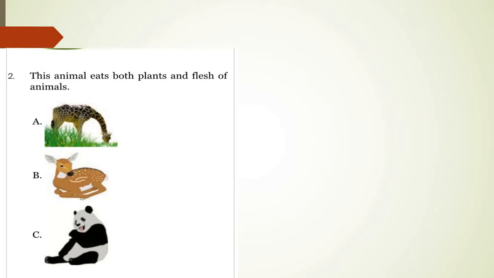Now the question is, my dear students, this animal eats both plants and flesh of animals. You need to look into the picture. You need to try to understand the question. One more time I should repeat it for you, I feel. This animal eats both plants and the flesh of animals. Which is this animal? Is it a giraffe? No, I haven't seen a giraffe eating the flesh of other animals. A giraffe is not an omnivore. So basically, the question is related to the omnivore animal. You need to understand which animal out of these three options is an omnivore.